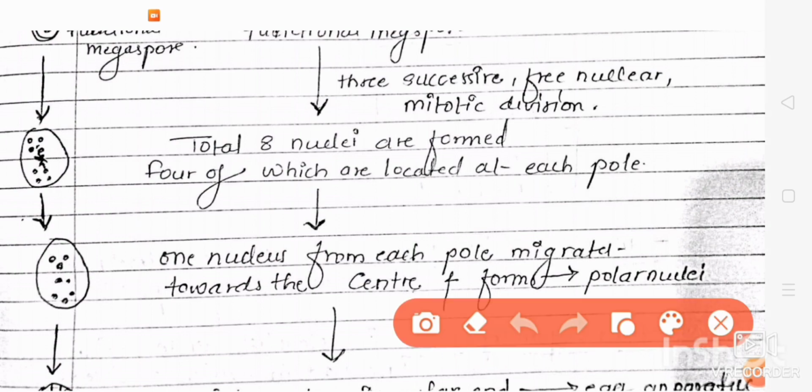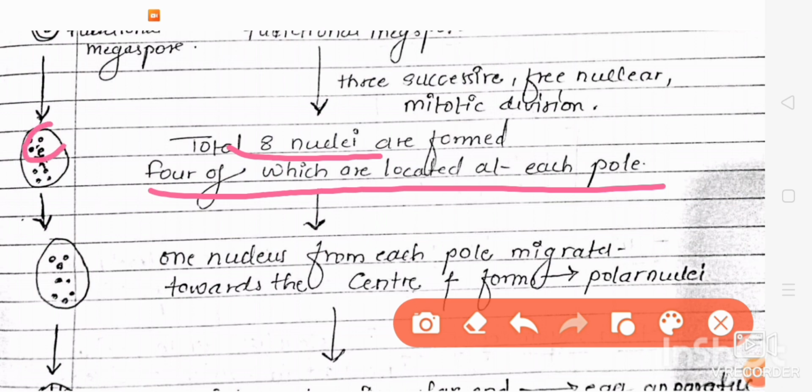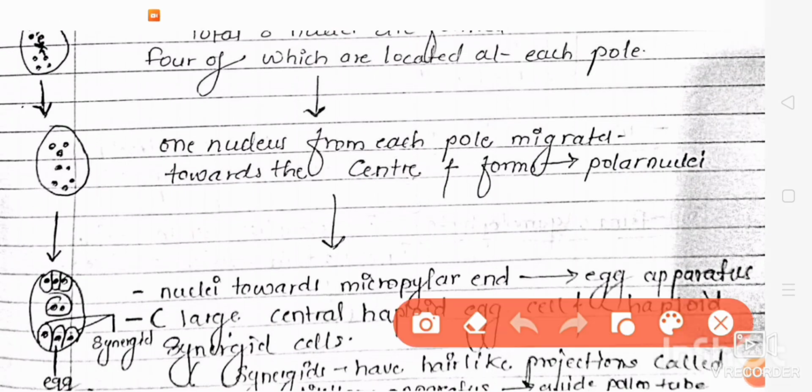After 3 mitotic divisions, it will form 8 nuclei, and from these 8 nuclei, 4 of them are arranged at each pole. Means 4 nuclei will be present at one pole and the other 4 nuclei will be present at the other pole. So from the 4 nuclei at each pole, one will migrate towards the center. From one pole, one nucleus will migrate towards the center, and from the other pole one will also migrate towards the center. So at the center there will be 2 nuclei which are termed as polar nuclei.